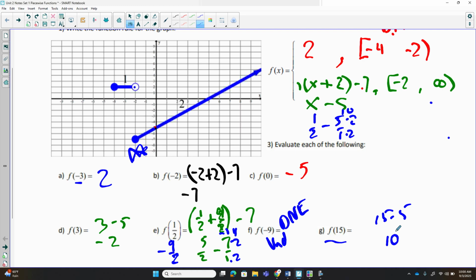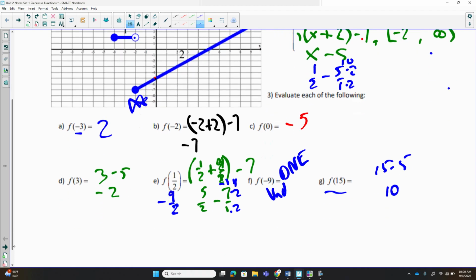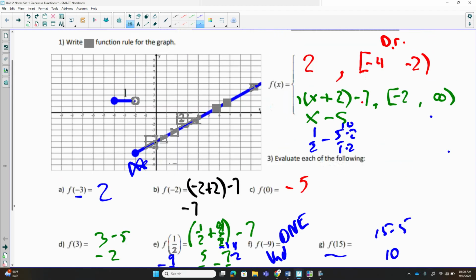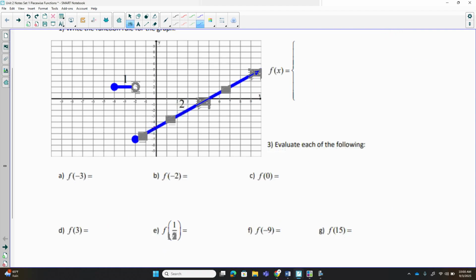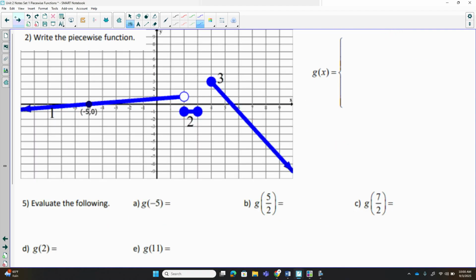All right, let's see. Was there any others down here? That was it? Fun. All right, moving on. Clear the ink and slide on to the next page.